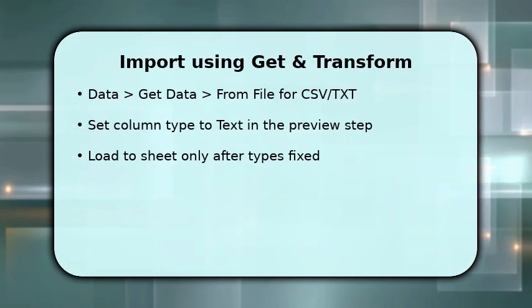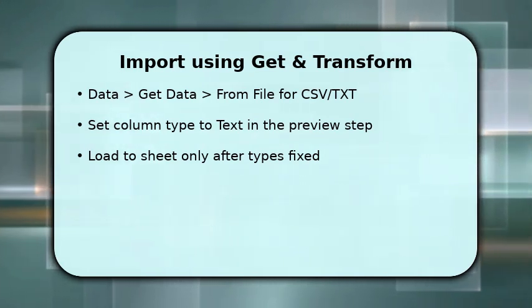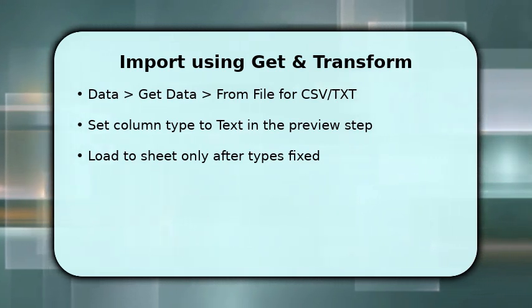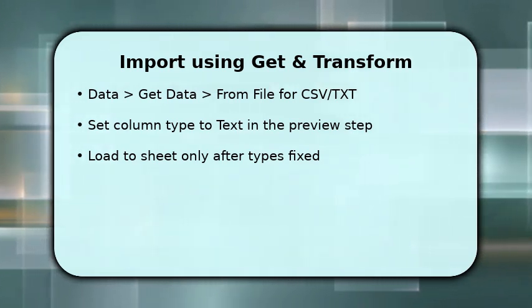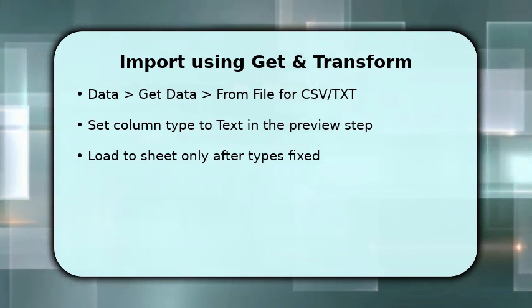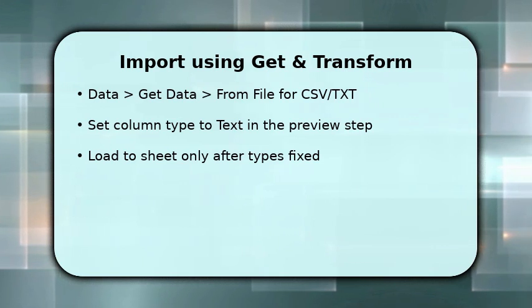Next, use Get and Transform to control type detection. From Data, choose Get Data and import your CSV or TXT file. In the preview, explicitly set the problematic columns to text before loading. Once done, Power Query will keep those entries as raw text and will not force date conversion while refreshing.